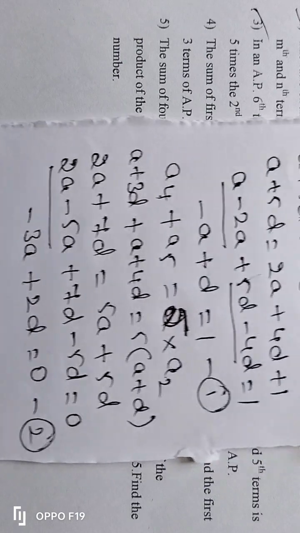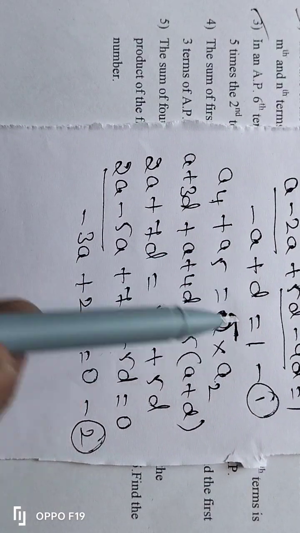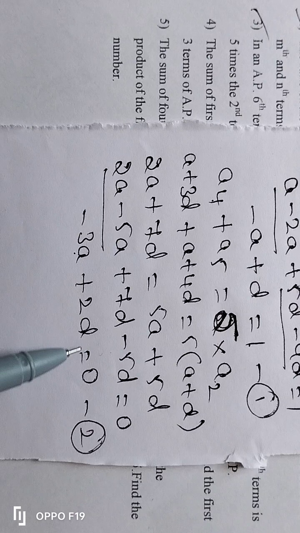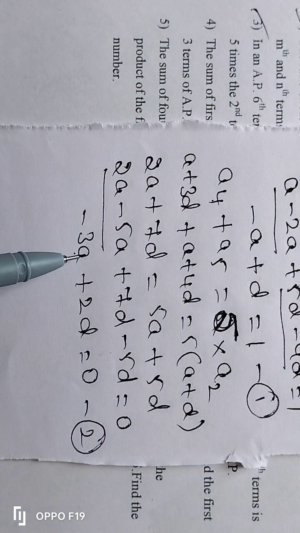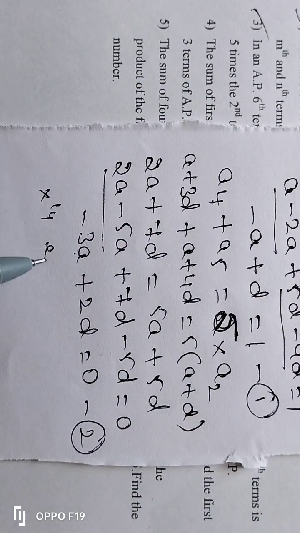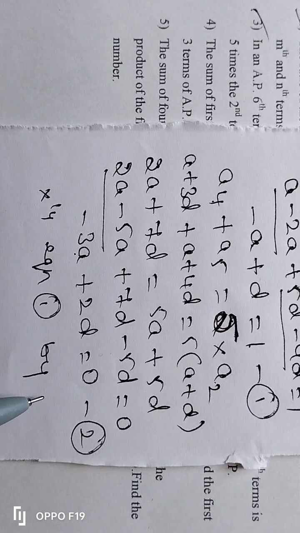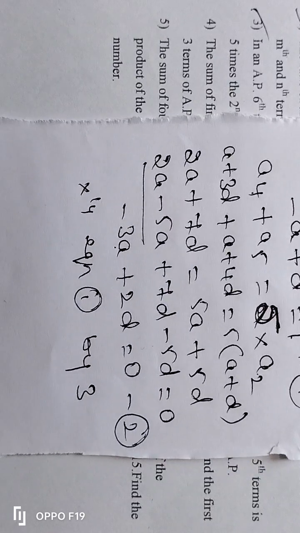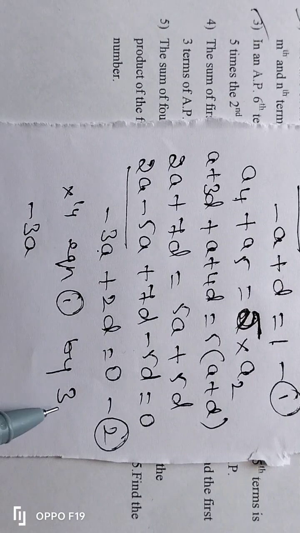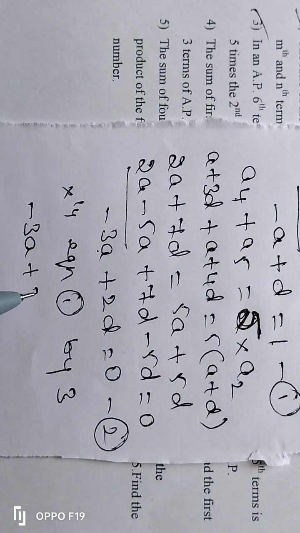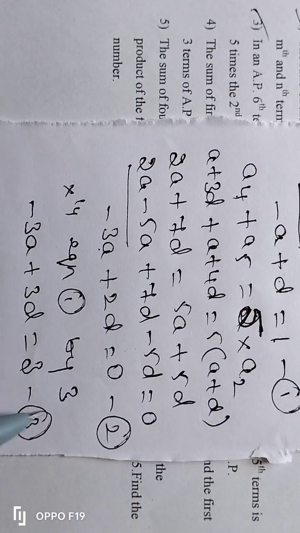Now let us solve equation 1 and 2. Equation 1: minus A plus D is equal to 1. Equation 2: minus 3A plus 2D is equal to 0. Here A is there, here 3A is there, so multiply equation 1 by 3. 3 into minus A is minus 3A, 3 into D is plus 3D, is equal to 3 into 1, which is 3. You call this equation 3.